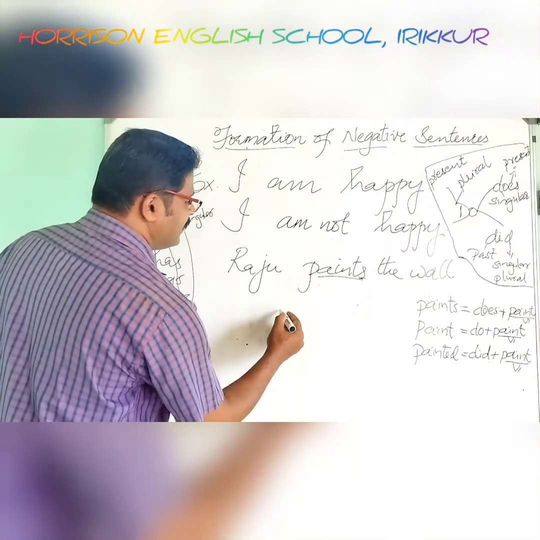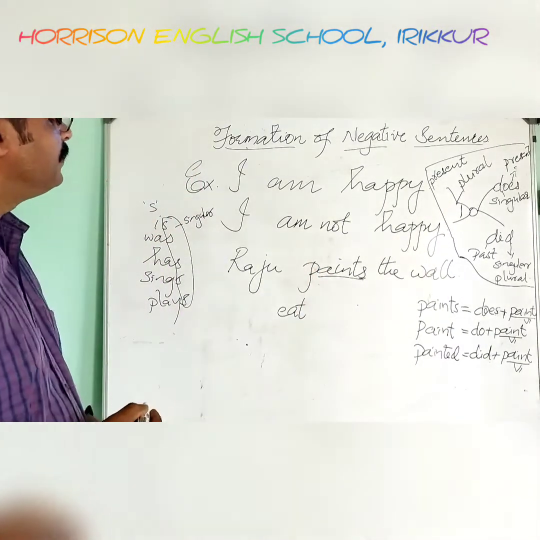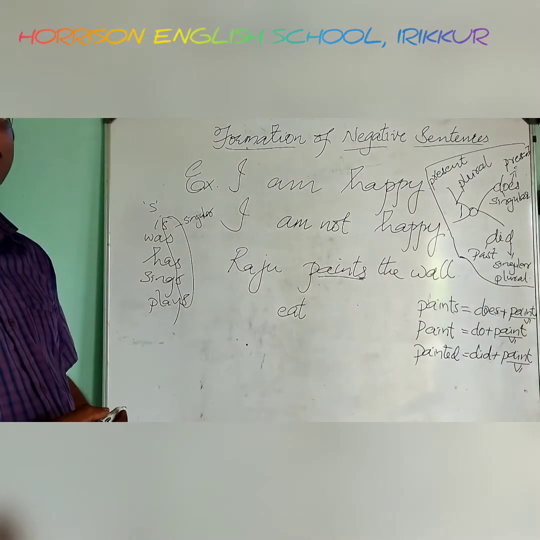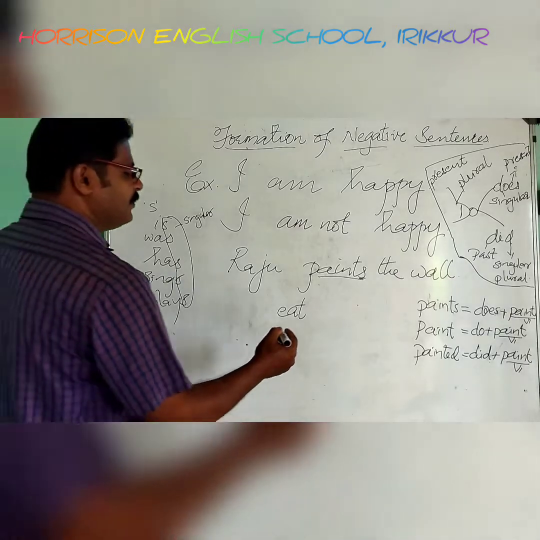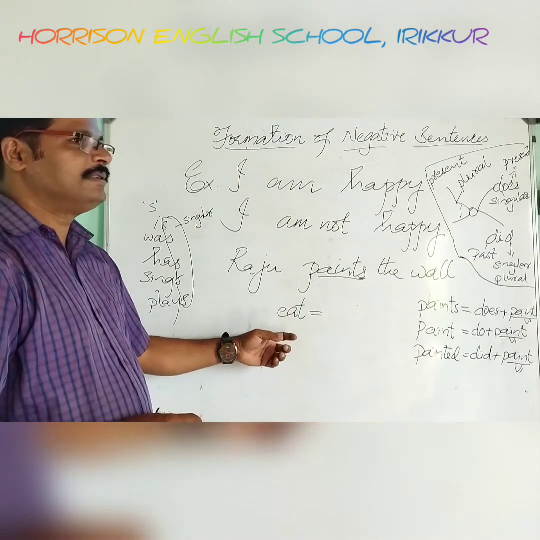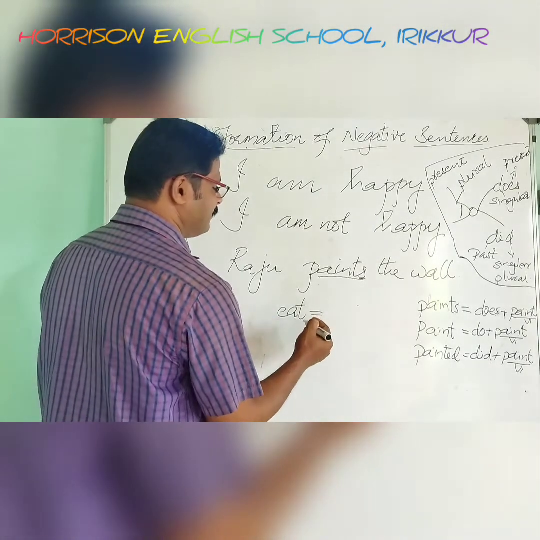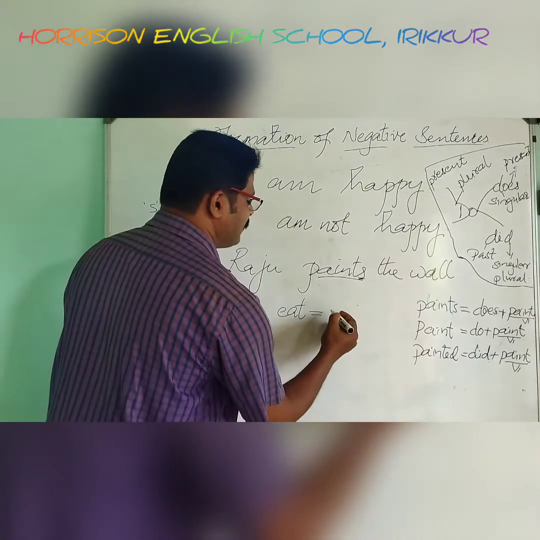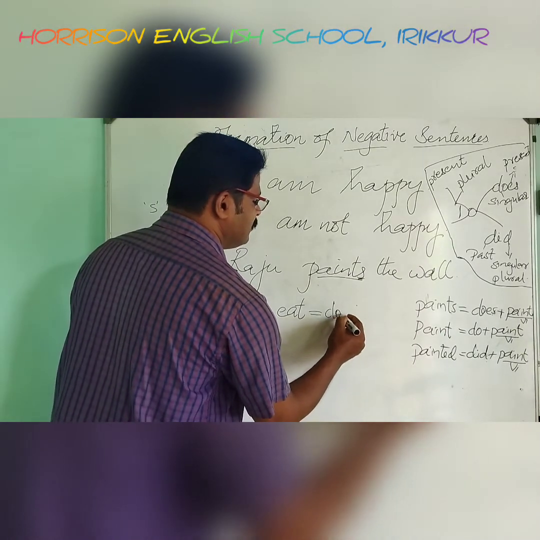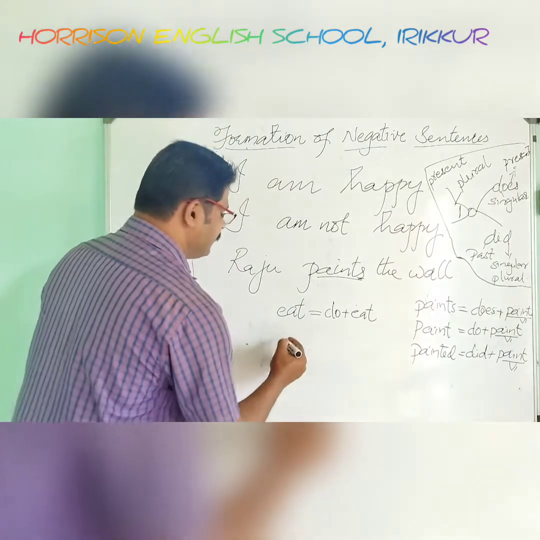For example, I write here the verb eat, a very common verb. How can you find the auxiliary verb in the verb eat? So you know the other forms: eat, eats, ate. So here eat is present tense, that is for plural number. So we can say eat is equal to do plus eat.